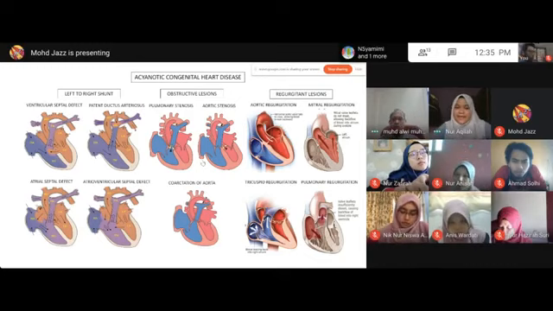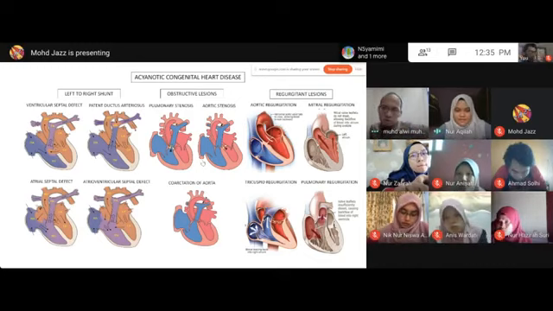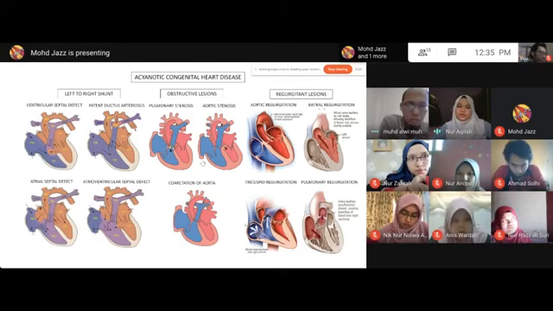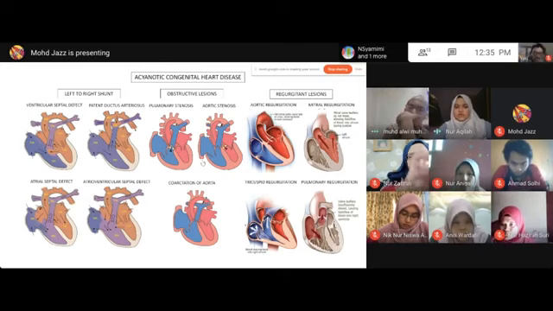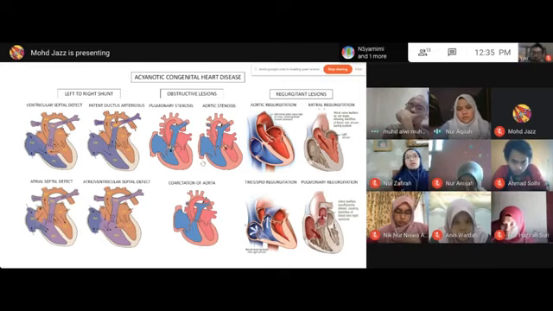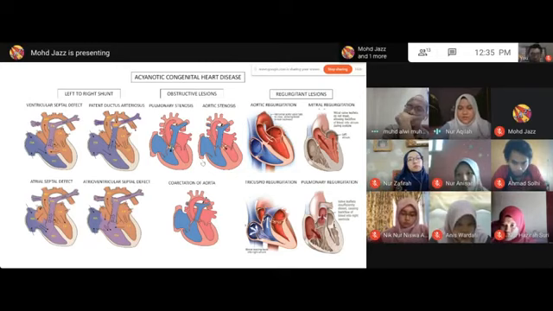And then next, obstructive lesions will be pulmonary stenosis and also aortic stenosis. Both will occur due to the failure of development of the leaflets of this valve. Usually the pulmonary valve and also the aortic valve will have 3 leaflets, but with failure of development of these 3 leaflets of the valve, they will have pulmonary stenosis and also aortic stenosis.